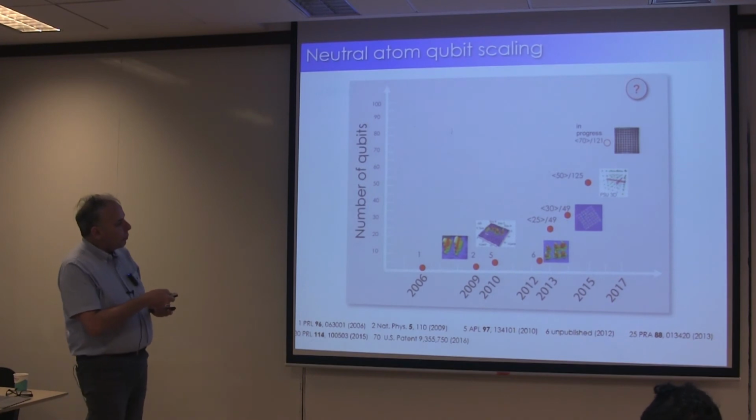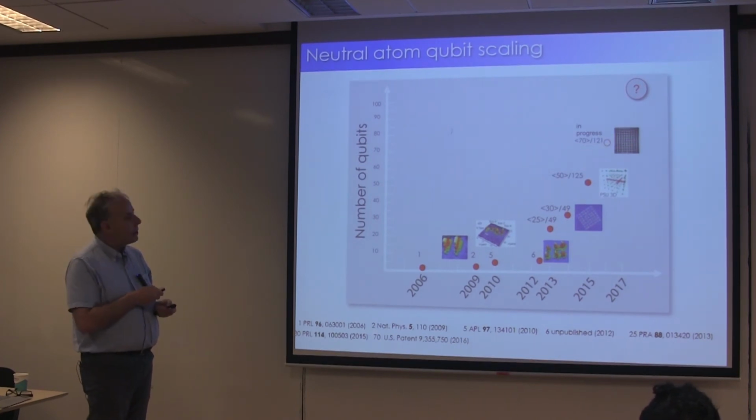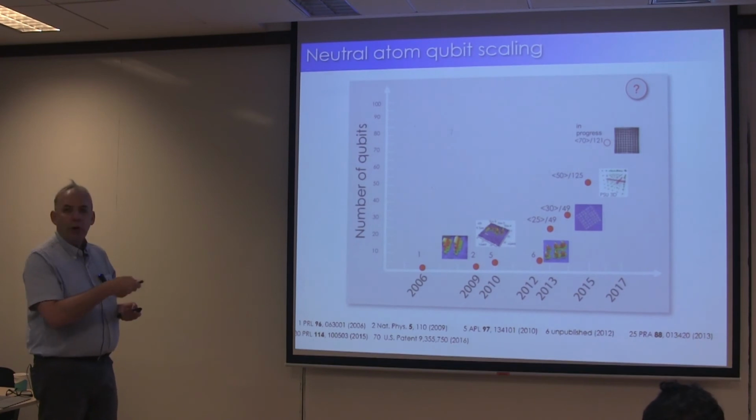Here's a little more detail on the neutral atom scaling, a variety of experiments with different optical arrays. We're at 49 right now in my lab. We're currently working on implementing a slightly different, more efficient design that's going to give us about 120 sites. Penn State has done a 3D array with 125 sites.